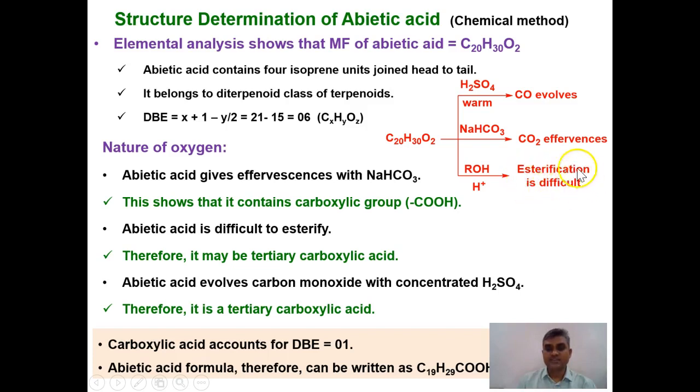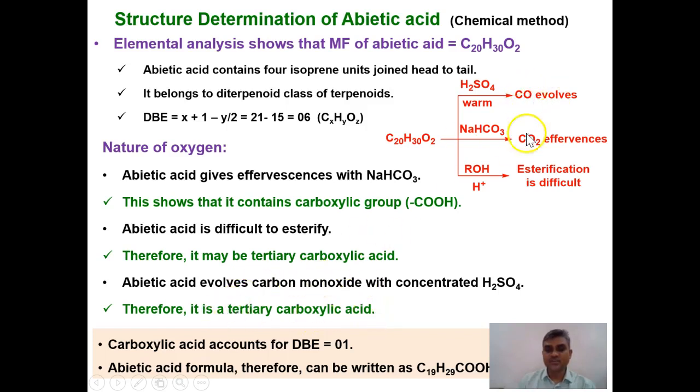Now since esterification is difficult, we may assume that the carboxyl group may be sterically hindered, in other words, we can assume that the carboxylic acid group in abietic acid may be of tertiary nature. Then the third evidence about the carboxylic group is the treatment with warm H2SO4. When abietic acid is treated with warm H2SO4, it evolves carbon monoxide. So again it proves that it contains a tertiary carboxyl group.